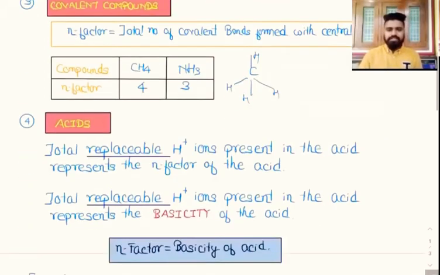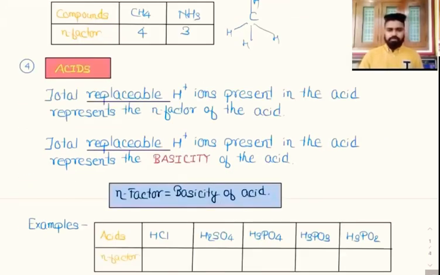Let us have a look at some examples. If we consider HCl, if we dissolve HCl in water, it will give us 1 H+ and 1 Cl-. Therefore, the n factor will be equal to 1, as the number of replaceable H+ ions is 1. In case of H2SO4, if we dissolve it in water, then it will give us 2H+ and SO4 2- ion. Therefore, n factor in case of H2SO4 is 2.